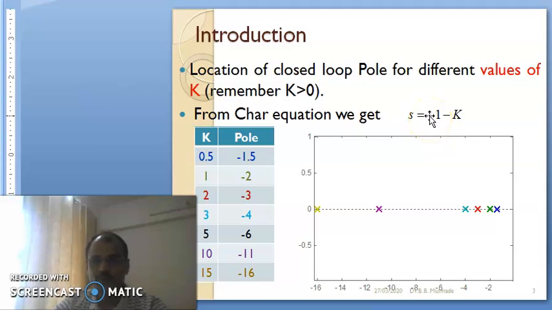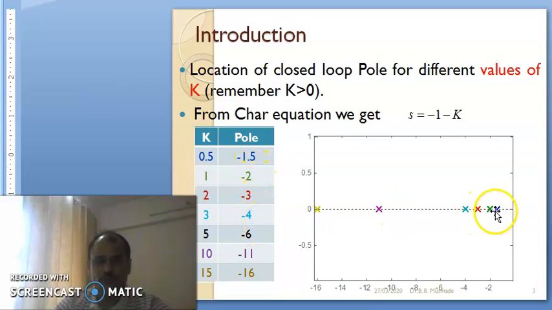Now, as I told, we are going to vary the system parameter, so let us start varying this K from 0 to maximum. When we substitute K equals 0, we will have the pole location at s equals minus 1. Now when you substitute K equals 0.5, 1, 2, and so on, the pole location according to this equation is going to vary, and it is shown here.